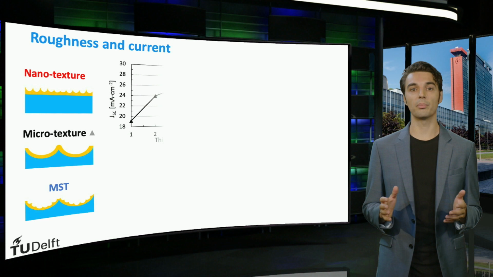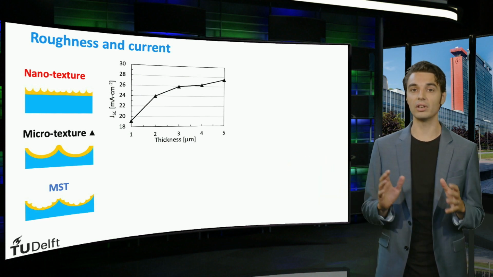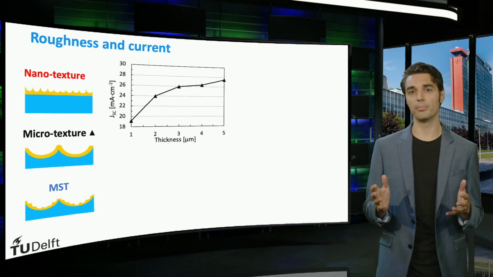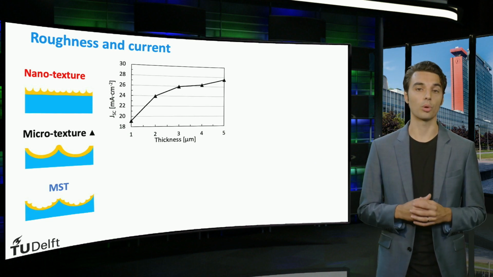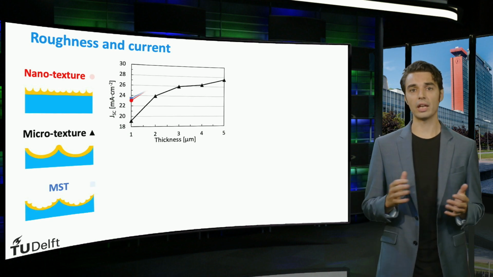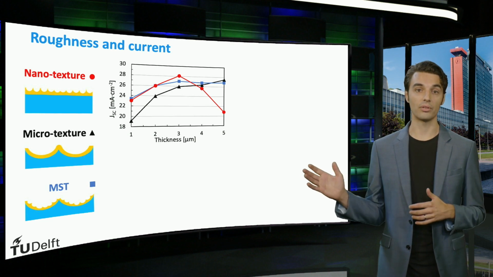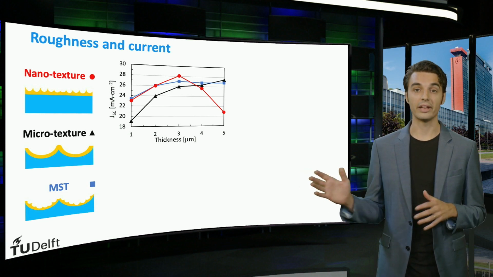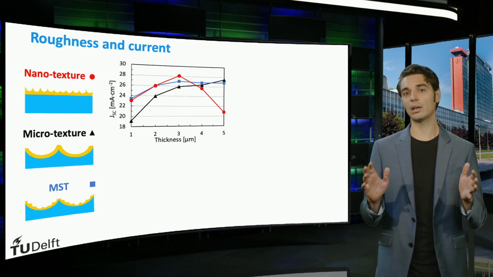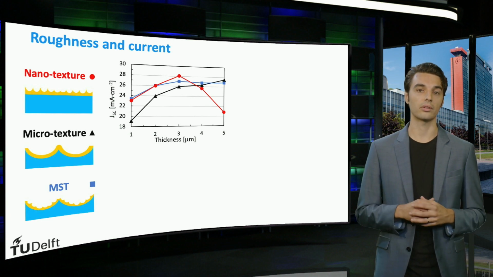The JSC of the microtextured cell, plotted here as a function of the absorber layer thickness, increases with increasing absorber layer thickness. The shape of the curve matches that of the Lambert-Beer law for absorption that we discussed in the first course of this program. The JSC of the nanotextured cell and the cell with the modulated surface texture, indicated by the red dots and blue squares respectively, is much higher for thin absorber layers. We can therefore understand that the nanotextured features are much more effective at scattering the incident light.